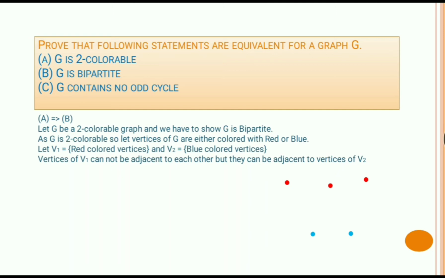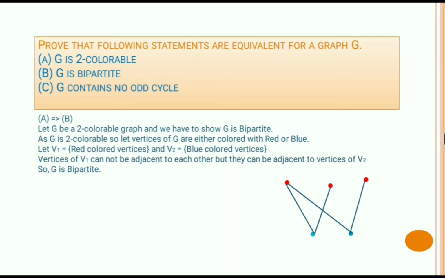So the graph will be something like this. It can be like this also. It will be something of this kind, where red vertices will be connected to blue vertices. So here these vertices are connected to the other set of vertices. Such kinds of graphs are called bipartite graphs, where one side of vertices is connected to the other side of vertices. So here we prove that G is a bipartite graph.